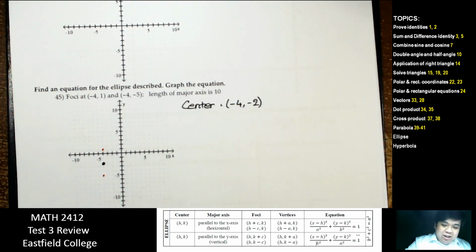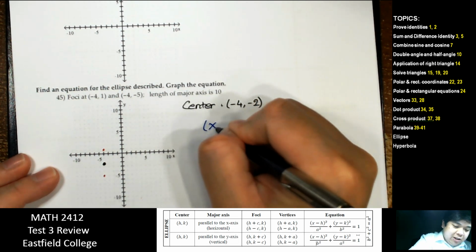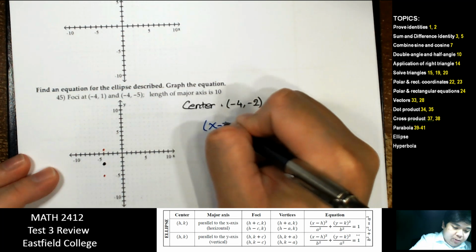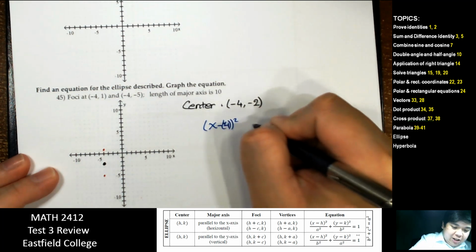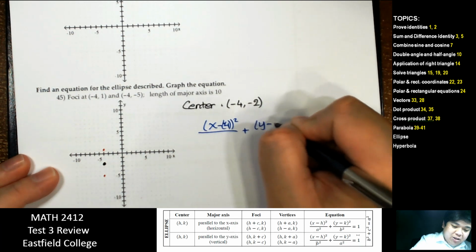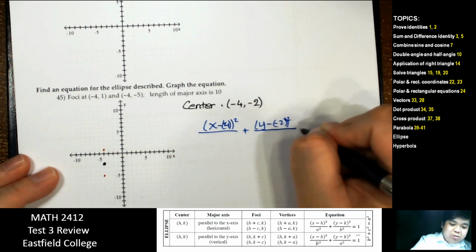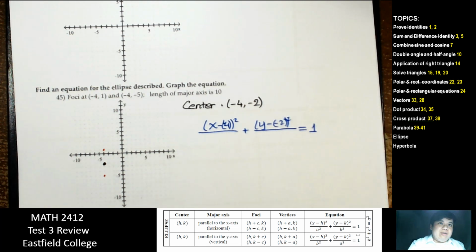We will have the form for the ellipse: x minus -4 squared over something squared, plus y minus -2 squared over something squared, equal to 1. So we have that already.